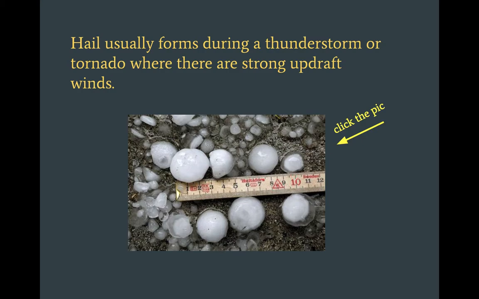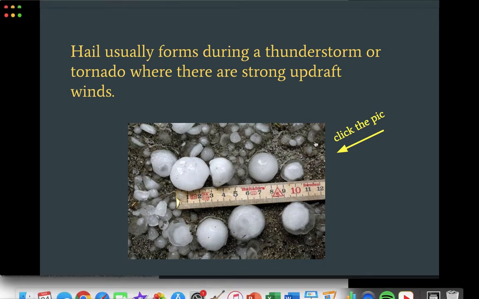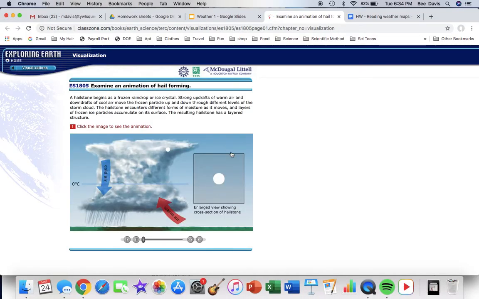So what about hail? Hail is different. Hail usually happens during a thunderstorm or a tornado, somewhere where you have strong winds and winds pushing up. So you have these updrafts of wind, right? So I'm going to show you a little animation of hail. If you can see here, here's a cumulonimbus cloud. It's a thunderhead. And high up here, you have an ice crystal.